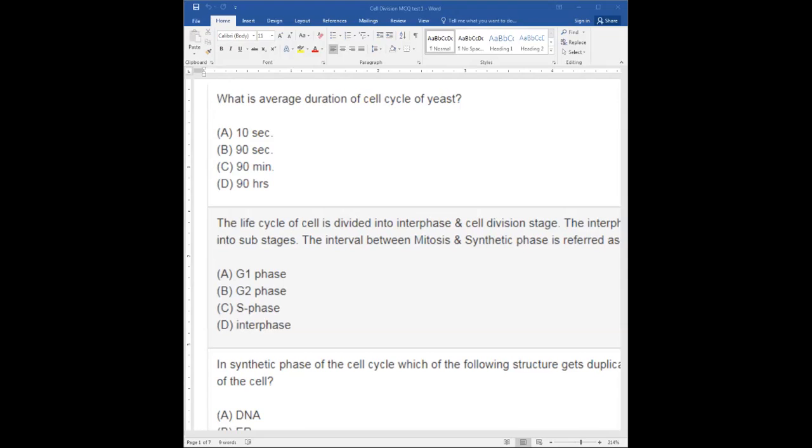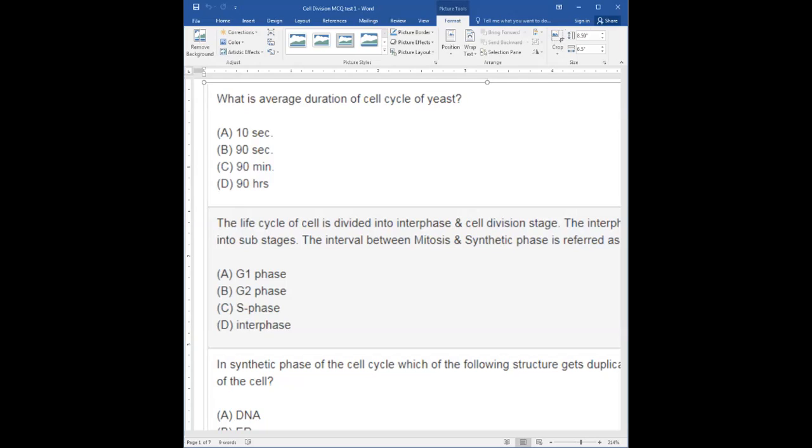Okay, so guys, let's try to see this. What is the average life cycle of your yeast cell? Can anybody tell me? Does anybody know? Yes, very nice. It is going to be 90 minutes. Yes, good.